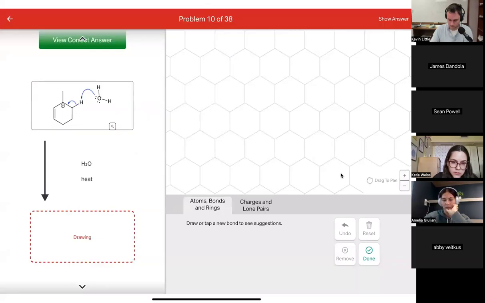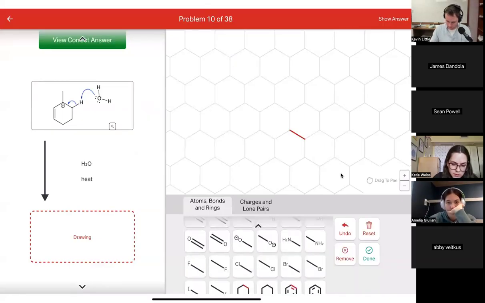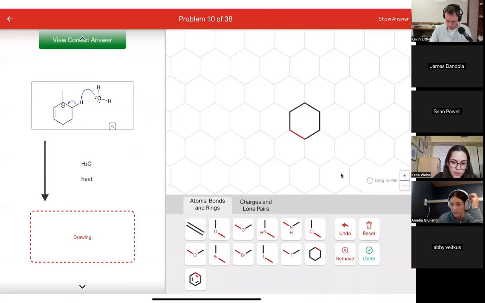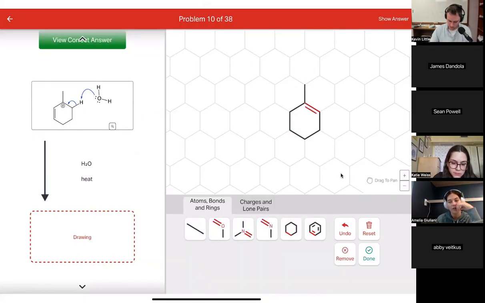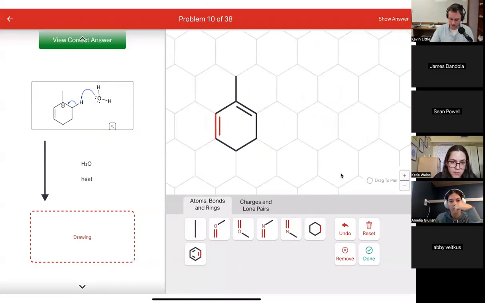Right. So let me see if I can draw it. So we form a double bond here. There was a double bond here. It won't let me draw it, but what else would be in this picture? The hydrogen that originally had that bond would now be attached to the oxygen. Yes, it would be an H3O plus. It would be an oxygen with three bonds.